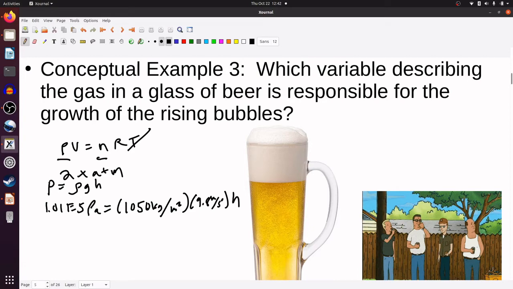And then H. And then 1.01 E5 divided by 1050 divided by 9.8. You would need to have a glass of beer be 9.8 meters tall if it were the pressure that caused the beer bubbles, or the bubbles of carbon dioxide, there's carbon dioxide in beer, to grow.